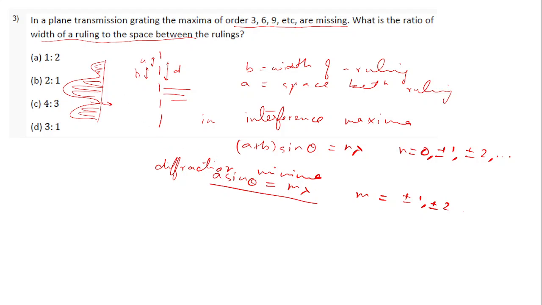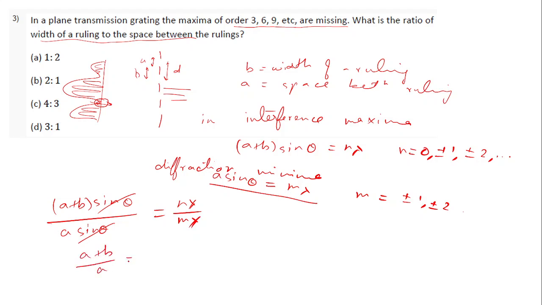Now we know if the minima of diffraction coincide with maxima of interference, then those interference maxima will be missing, which is happening here. We can write the ratio of interference maxima and diffraction minima, and we'll get n lambda over m lambda. So it's a relation between a plus b, a, and n over m. That means from this we can say that n can take the value (a plus b) over a times m.